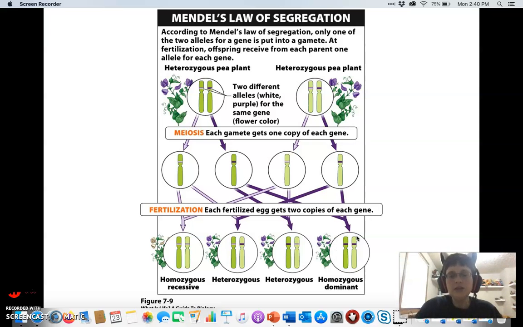And so what this means too about those true breeding flowers, the flowers that Mendel started with, is that those true breeding flowers were homozygous for each of their genes. Homozygous dominant for the purple, homozygous recessive for the white.